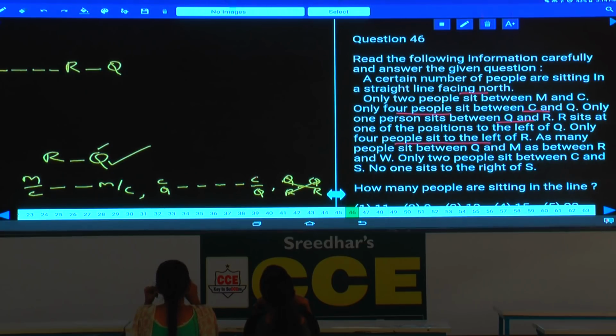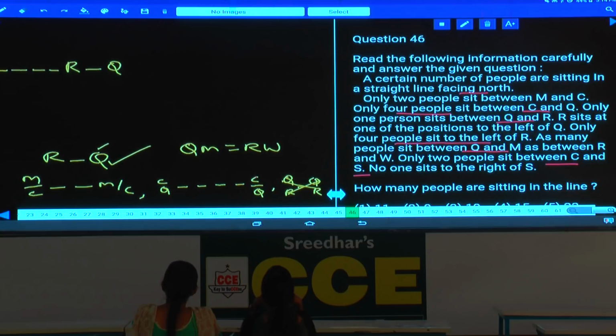Next one, as many people between Q and M as between R and W. Q and M equals R and W. This is how to represent the data. If there is 1 person between Q and M, between R and W there must be only 1 person. If there are two persons between Q and M, between R and W there must be two persons, and so on. Done with this? Then only two people sit between C and S.